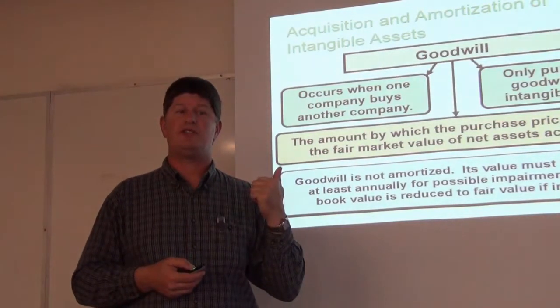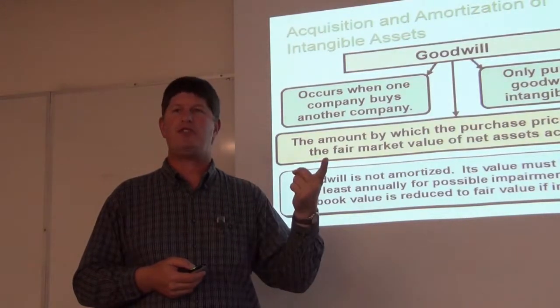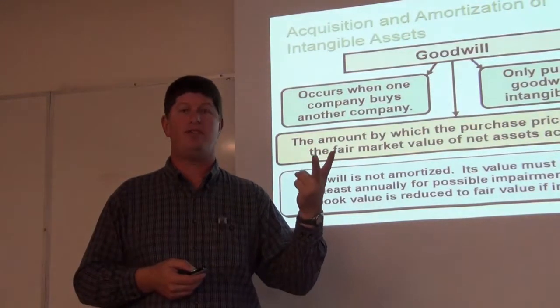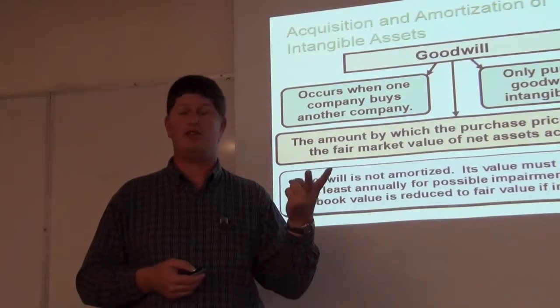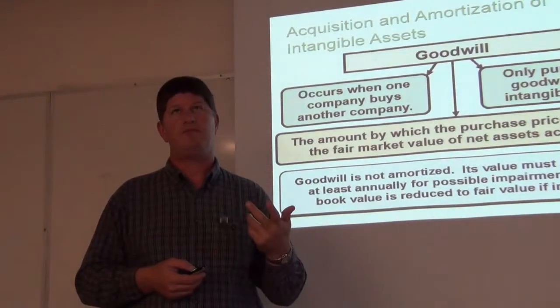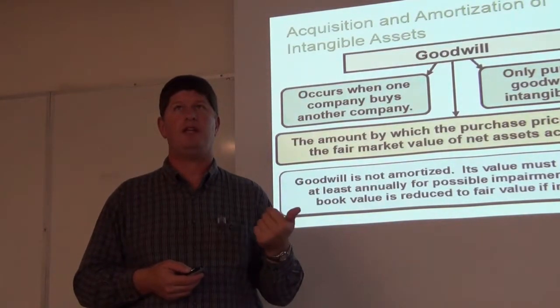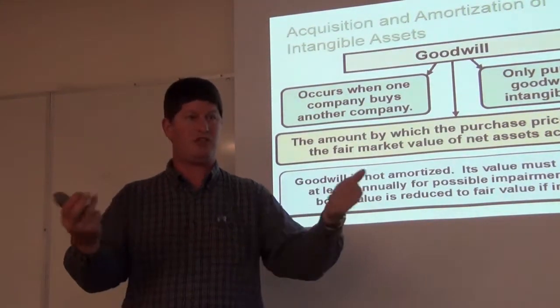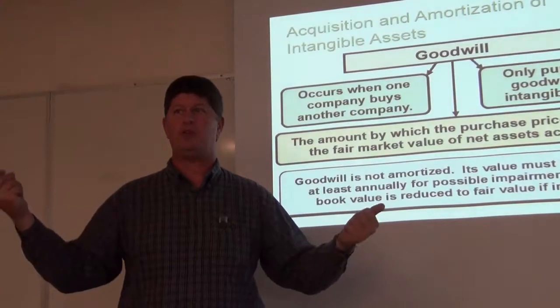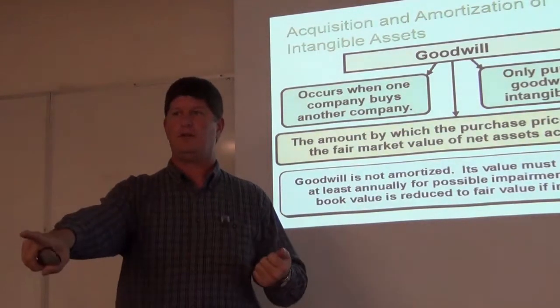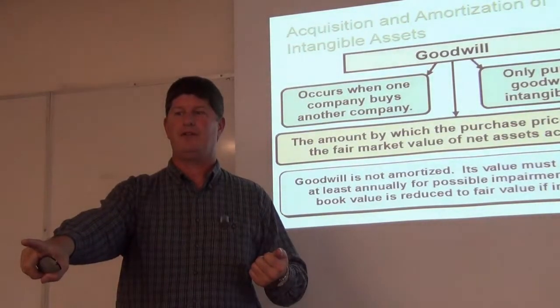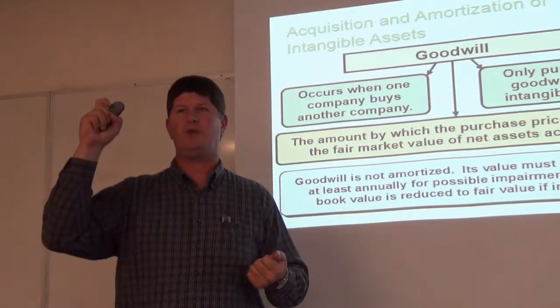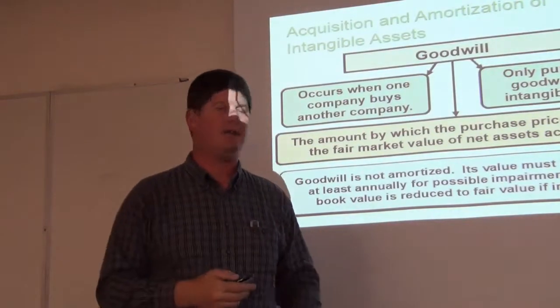So goodwill is defined as the price you paid in excess of the market value of those assets that you bought. So if you paid $100,000 for a company and it only had $70,000 worth of assets, both tangible and intangible, you paid how much in goodwill? Well, we paid 70 for it. How much is the goodwill? 30, exactly. Okay.